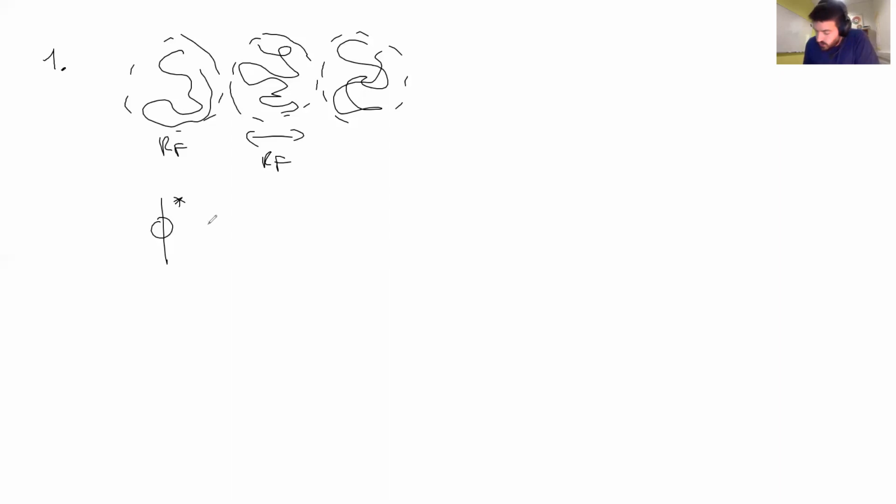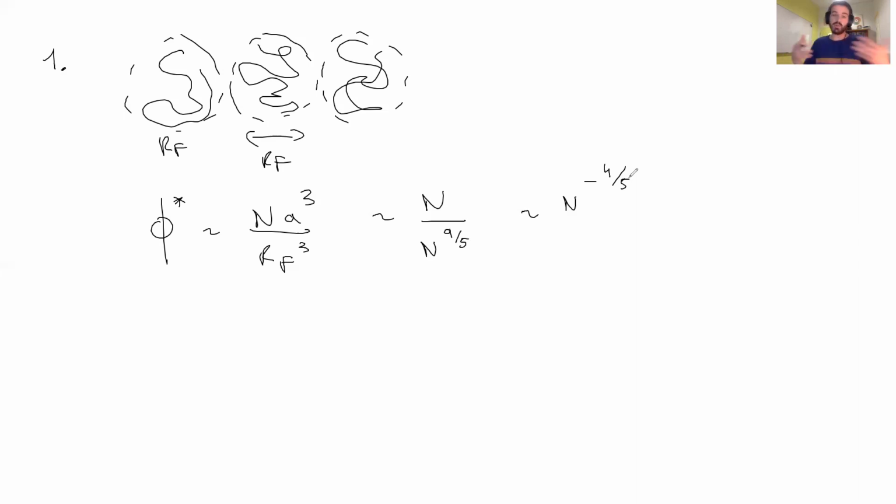And so this volume fraction is simply the property of what happens inside one chain, because then it's really replicated completely into the solution. So you have n monomers, each having a volume A cube, divided by RF to the cube. And so this is n divided by n to the 3/5 to the power 3, so n to the 9/5, which is n to the minus 4/5. Okay, so above that concentration, you will start to fill other polymer chains, and below that concentration, you will have a dilute situation.